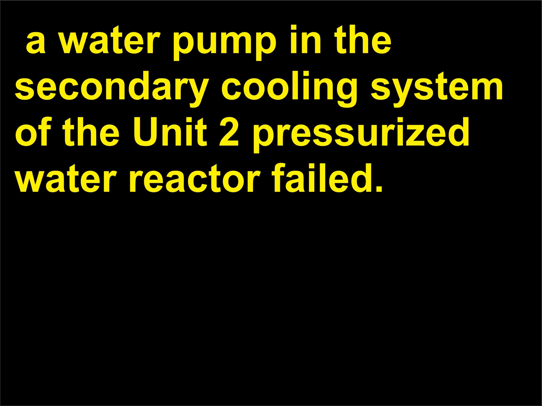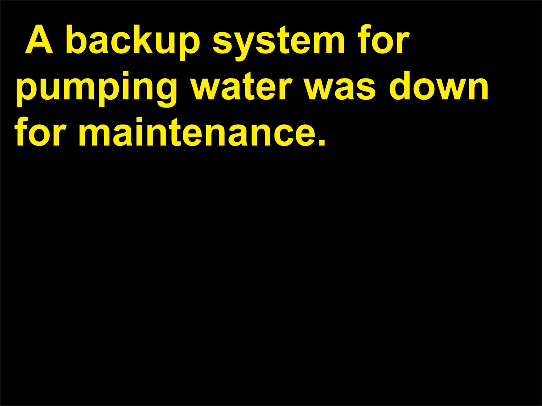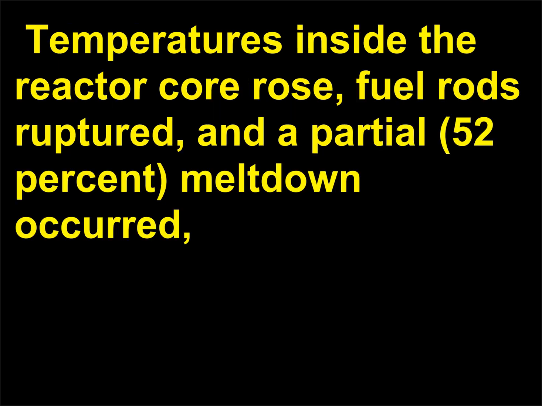On March 28, 1979, just after 4 a.m., a water pump in the secondary cooling system of the Unit 2 pressurized water reactor failed. A relief valve jammed open, flooding the containment vessel with radioactive water. A backup system for pumping water was down for maintenance. Temperatures inside the reactor core rose, fuel rods ruptured, and a partial, 52%, meltdown occurred.